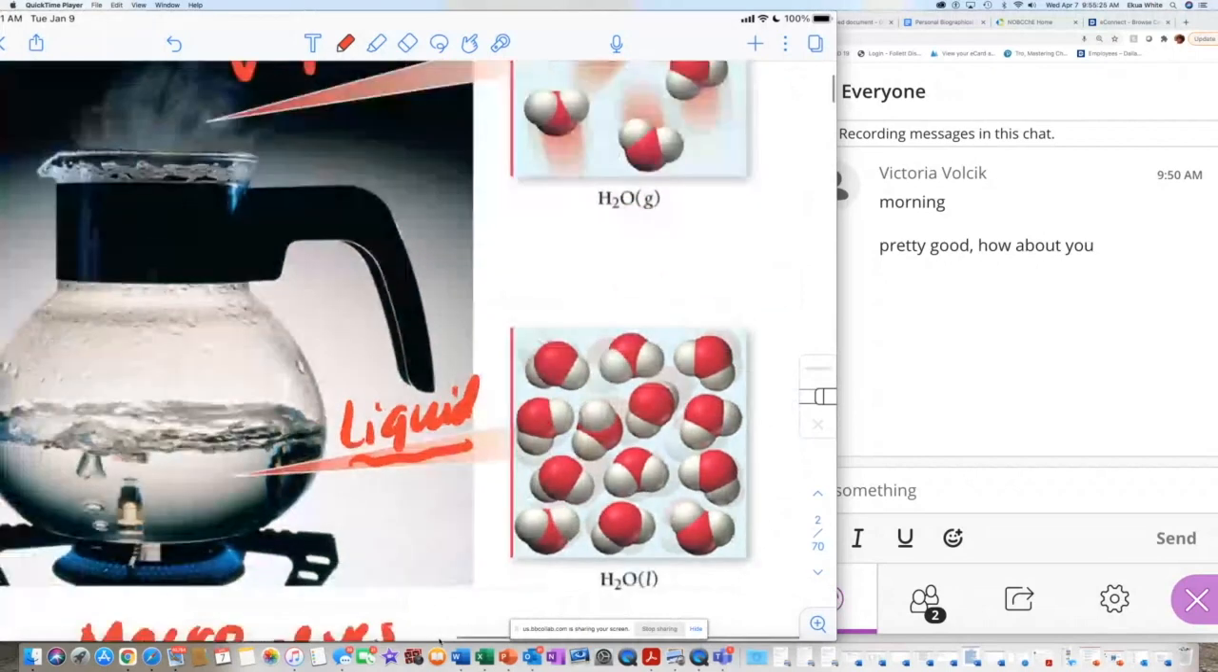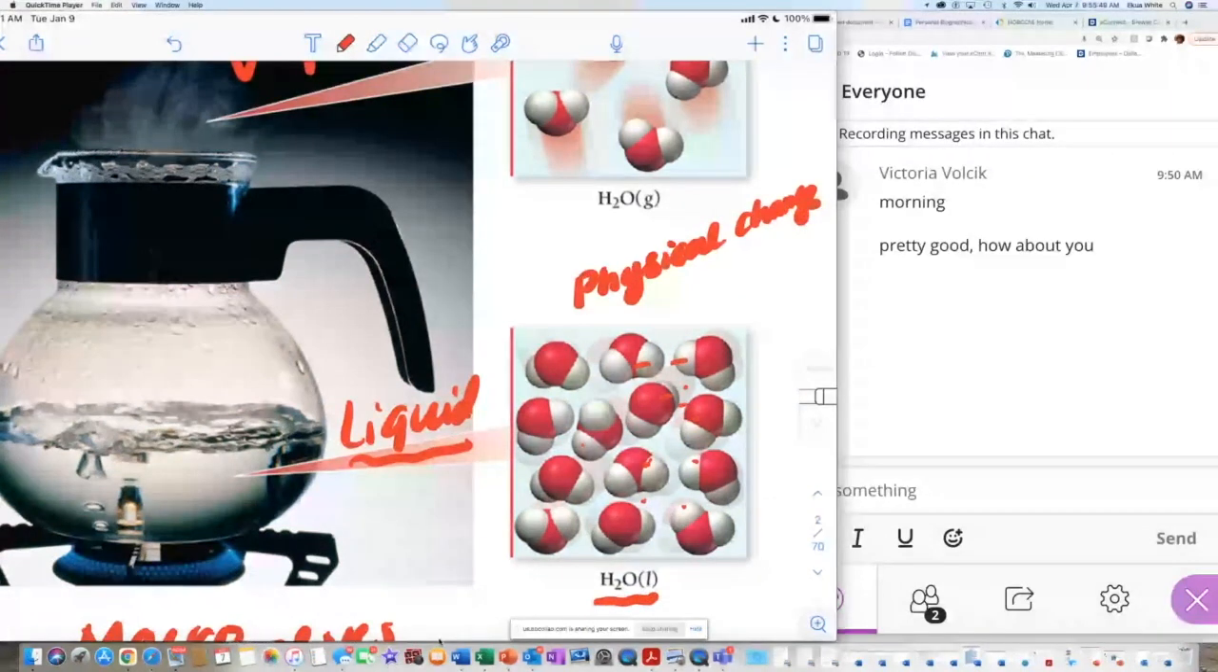So here we're seeing a physical change where in the liquid state, the water molecules are very close to each other, therefore affecting each other. I'm trying to make sure I don't go to Chem 1412 because I'm teaching 1411, and the concepts sometimes overlap. But anyway, we're looking at a physical change.